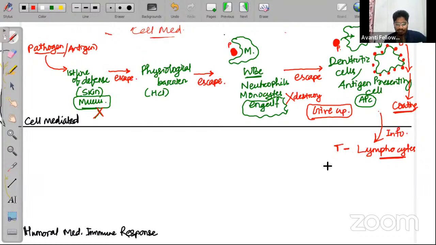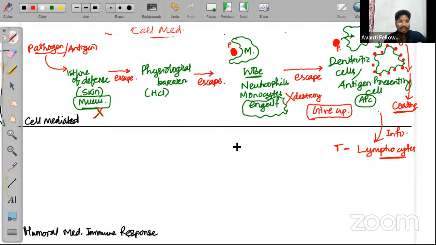Now the T lymphocyte will think about this particular one. How will it think? It will make a proper plan. Because the antigen presenting cells and dendritic cells have already given the information that some very dangerous pathogen has entered our body, the T lymphocyte will make a proper plan to fight against them.